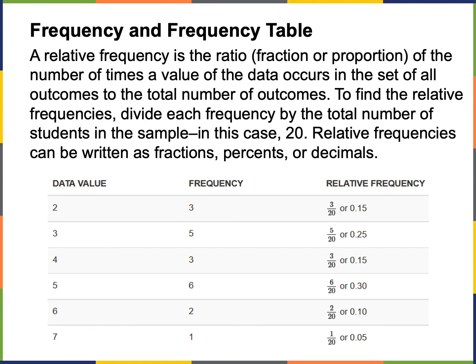The interesting thing to note is that when you add all of these up, you should get a total of 1.00. Sorry, that's a really poor decimal, but that's 1, so 100%. Or you would get 20 out of 20. If I was to add all those fractions up, I would get 20 out of 20.